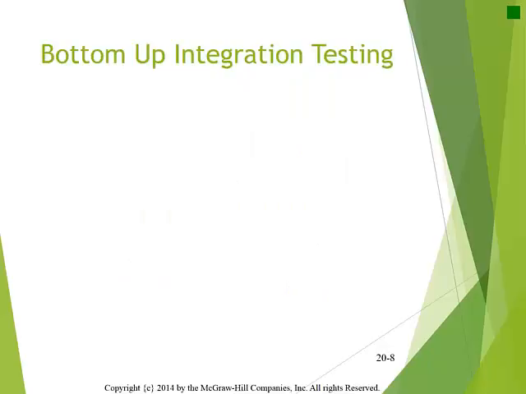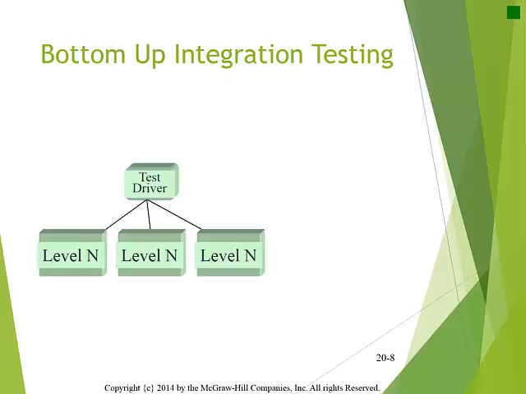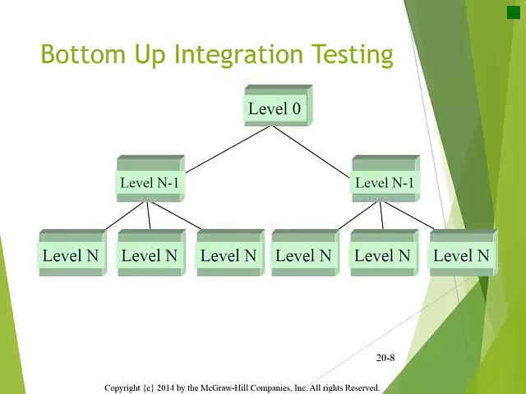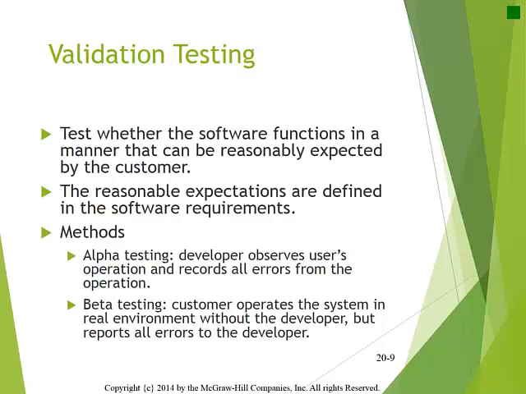Bottom-up integration is another strategy where the components of the system are integrated and tested from the leaf components of an invocation tree. The drawback is this strategy requires test drivers to invoke lower-level components.